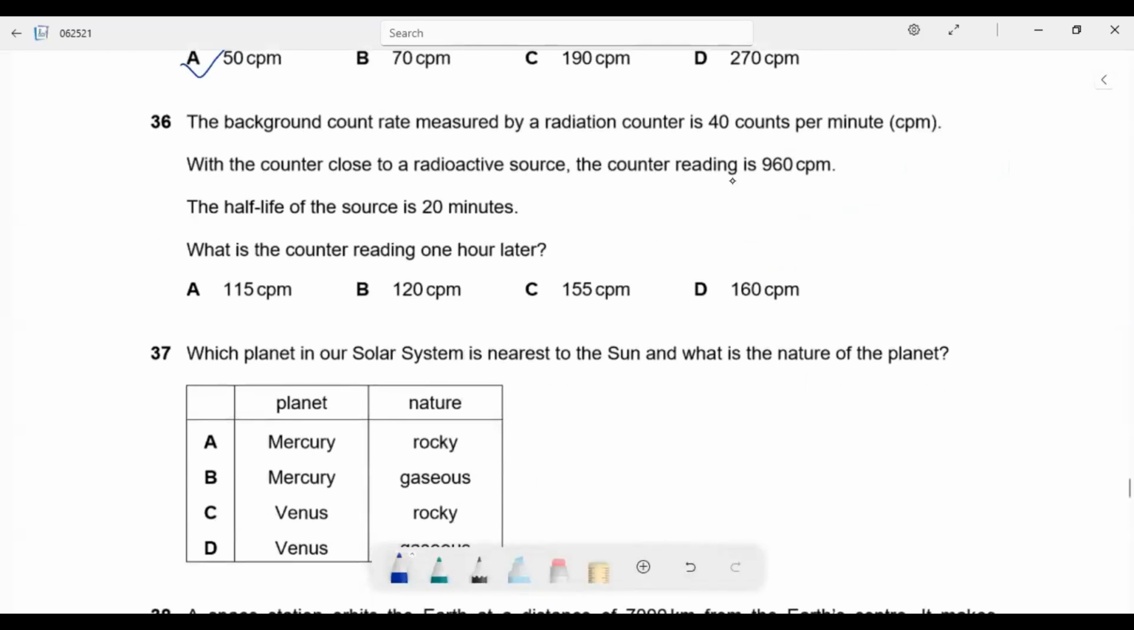The background count rate measured by a radiation counter is 40 counts per minute. With the counter close to radioactive source, the counter reading is 960 CPM. The half-life of the source is 20 minutes. What is the counter reading 1 hour later?